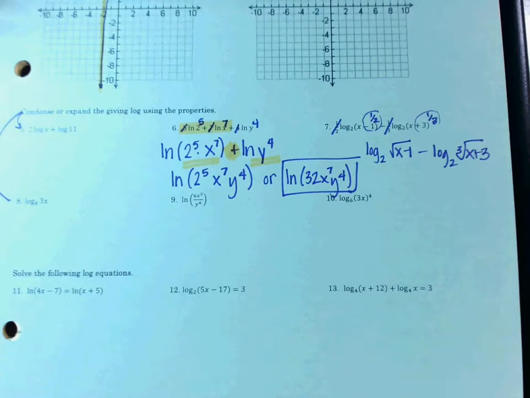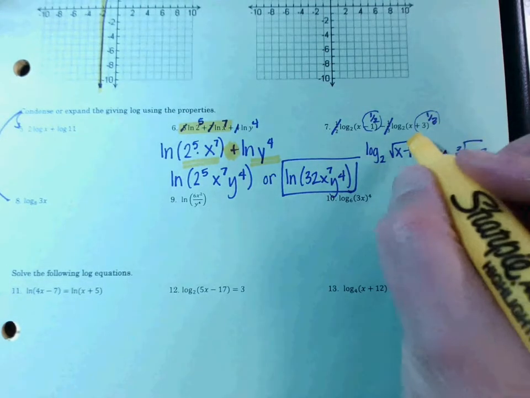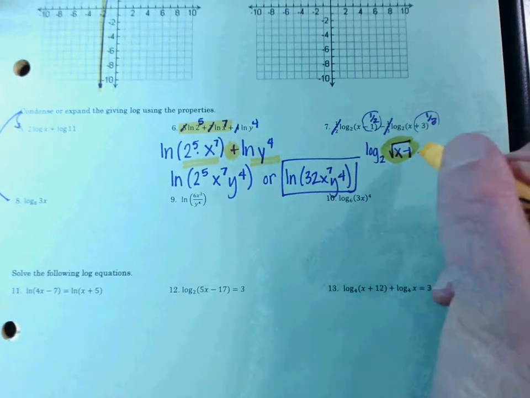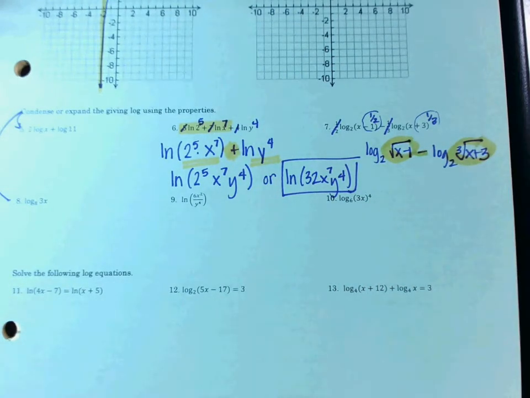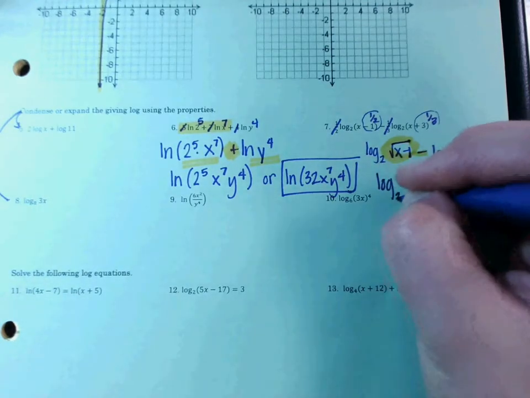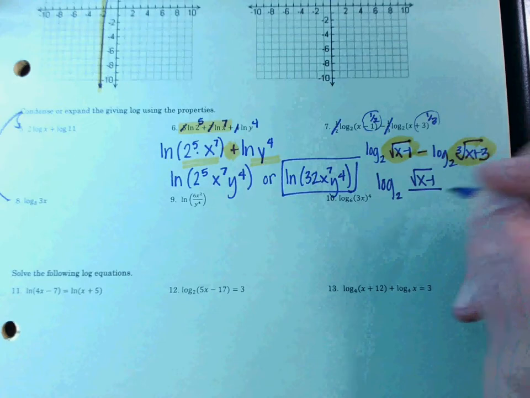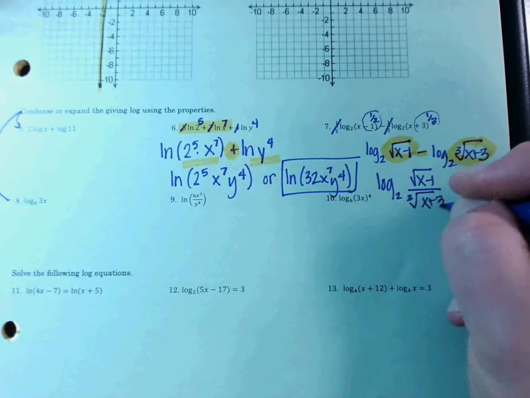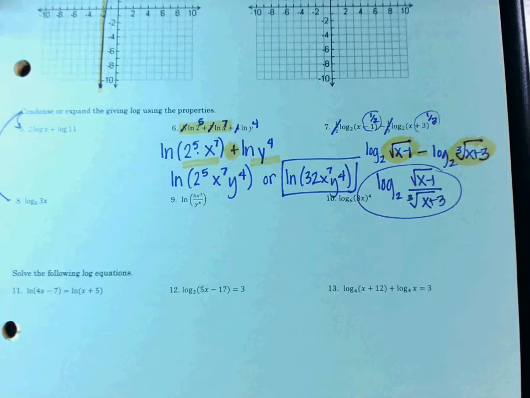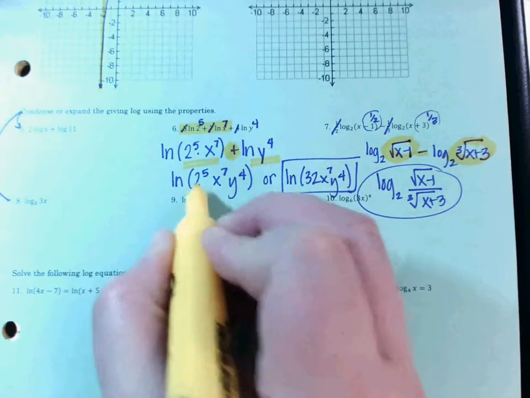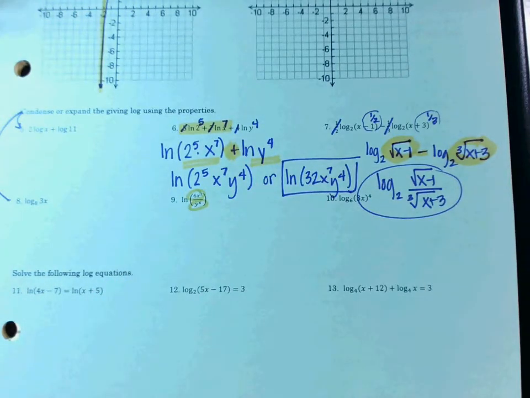Okay, from there, my logs are subtracted. What do you do with your arguments if your logs are subtracted? Divide. So it'll be log little 2 of square root x minus 1 divided by cube root x plus 3. And that would be your answer. So you would turn them into roots and then subtract them because they're divided. Okay? Next one, let's do number 9. Number 9, first thing I notice is that my natural log has a divided by plugged into it. If it's a divided by, how do I separate? Plus or minus?